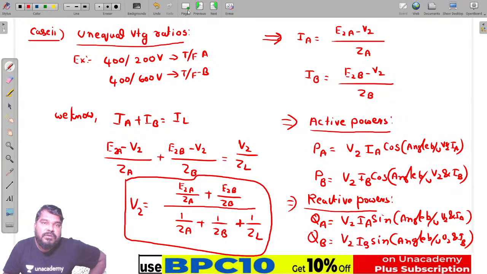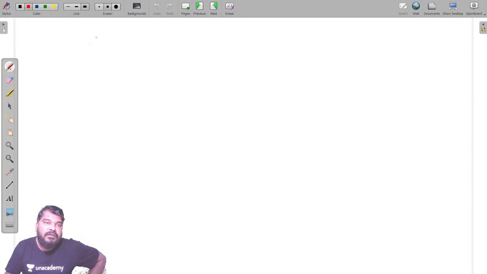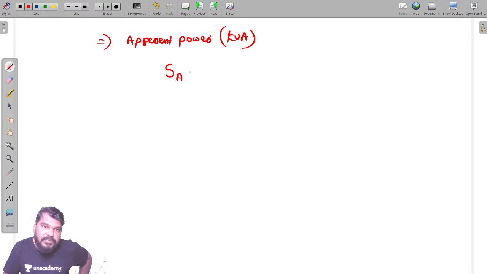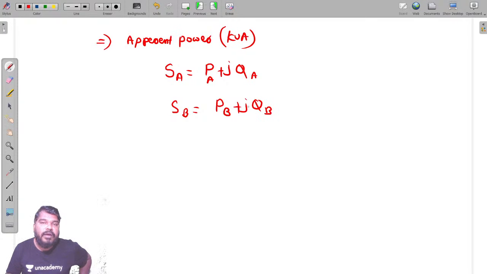And what about the active power, the apparent power here? This is very important. So the KVA shared, the apparent power, is nothing but the KVA shared by transformer A. So how do we get this power? The KVA shared by transformer A is SA equal to PA plus jQA, and SB is equal to PB plus jQB. This is the form.